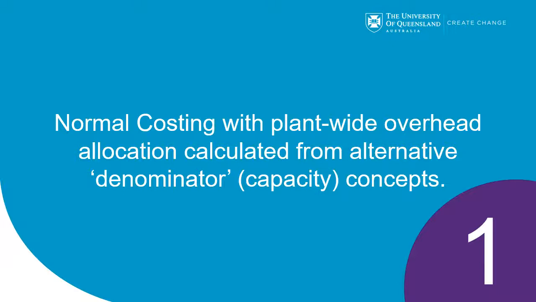So remember, normal costing is where we use actual materials cost, actual labour cost, but we calculate a budgeted overhead rate and allocate it using the actual use of the allocation base. And we can do that using a plant-wide overhead allocation calculated using different denominator capacity concepts. So what we mean by plant-wide is a traditional costing system where we just allocate based on one overhead allocation rate that we use for the entire plant.